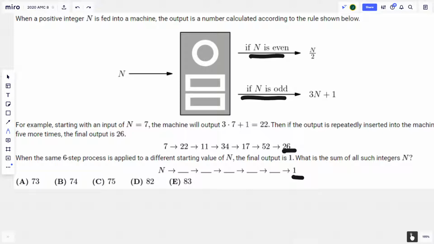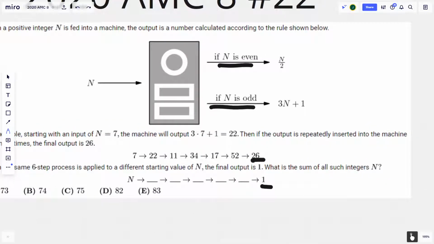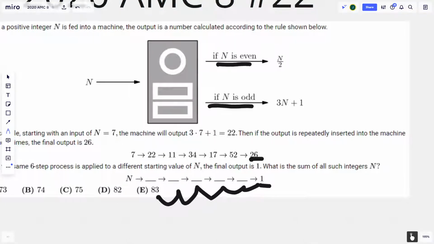That would involve a lot of casework, and basically we'd have around 2 to the 6 possibilities because we'd have 2 possibilities at each step, and that just ends up being a lot of casework. Now, what we do know is that at each step, n over 2 or 3n plus 1 is going to be the result, so we can use this to work backwards. So we know that the last term is 1, and because of that, we can use that to find each previous term. And this is a lot easier to explain when we actually do it.